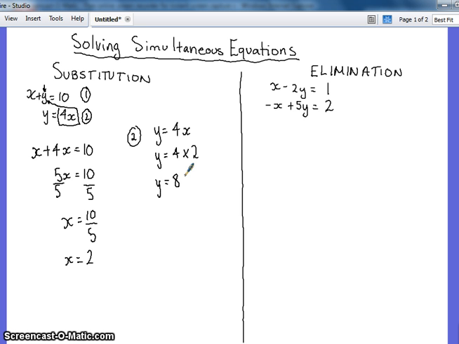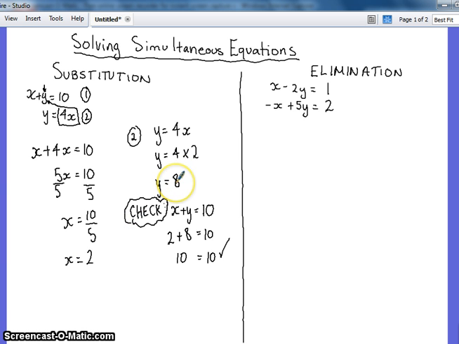Now again with this learning, we can do a check. And we can pop it into either one of these. I generally pop it back into formula 1. X plus y equals 10. X we believe is 2. Y we believe is 8. Does that equal 10? Yes, it does. So we know we've got the answer right. So you can do this little check by popping. Once you've got x and y, you can pop them back into equation 1.